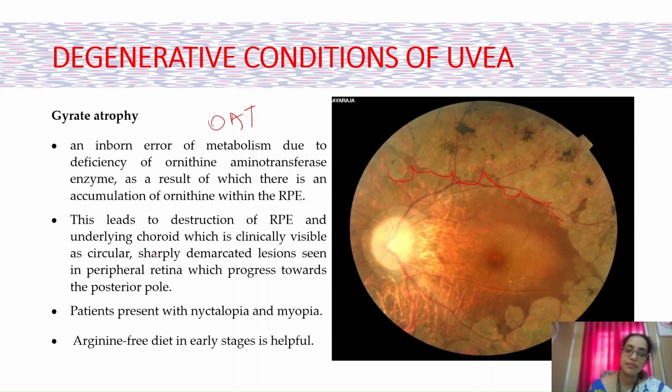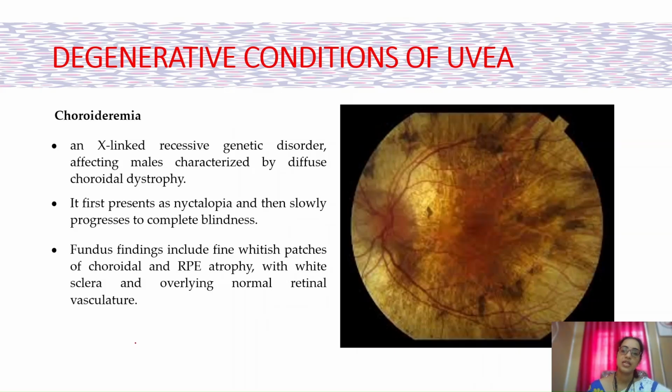These are sharply demarcated circular lesions. Very characteristic of gyrate atrophy. These patients present with nyctalopia and myopia. An arginine-free diet is helpful. So, degenerative conditions of uvea, the third important one is choroideremia.